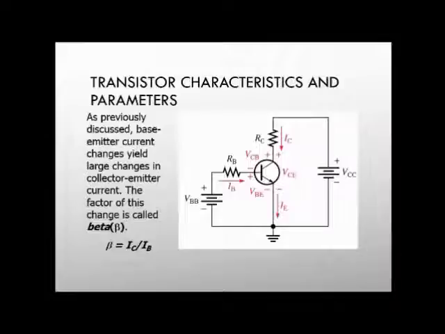Now let's learn something about the characteristics and parameters. We have already told you that a change in the base emitter current yields a large change in the collector current. That factor is called beta, which you have seen before. Beta in the common emitter configuration, the current gain is given by beta, that is IC by IB.